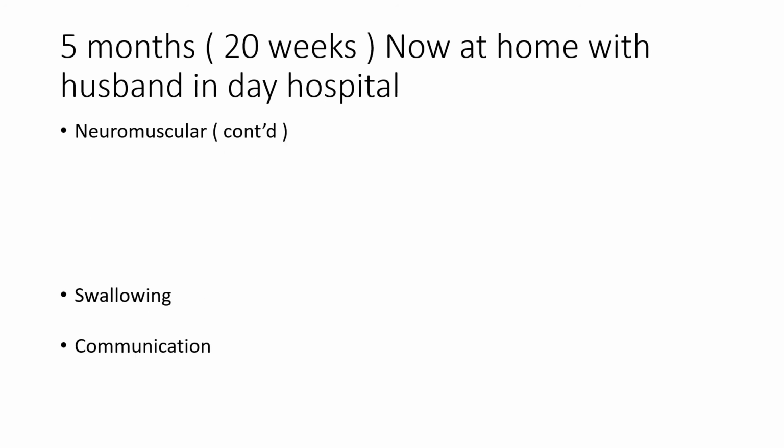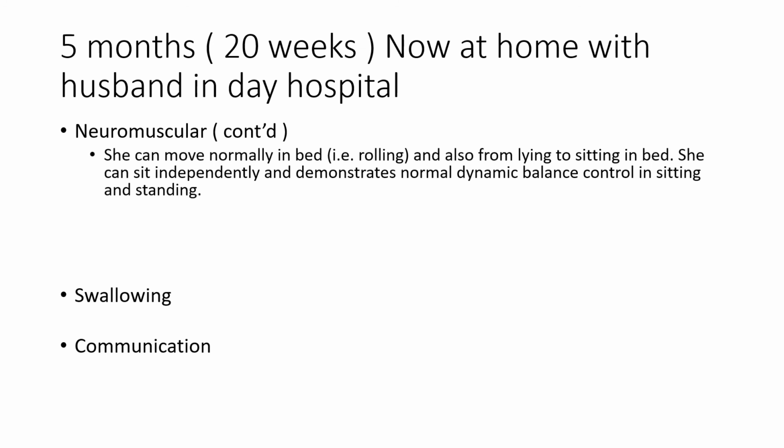Moving further into the neuromuscular presentation, Marie can now normally roll in bed, lie to sit, and do so independently. And when she's sitting independently, she demonstrates normal dynamic balance control, and that's also found not only in sitting, but also in standing. So she has now better awareness of how to actively engage her muscles in conjunction of an awareness of where she is in space.